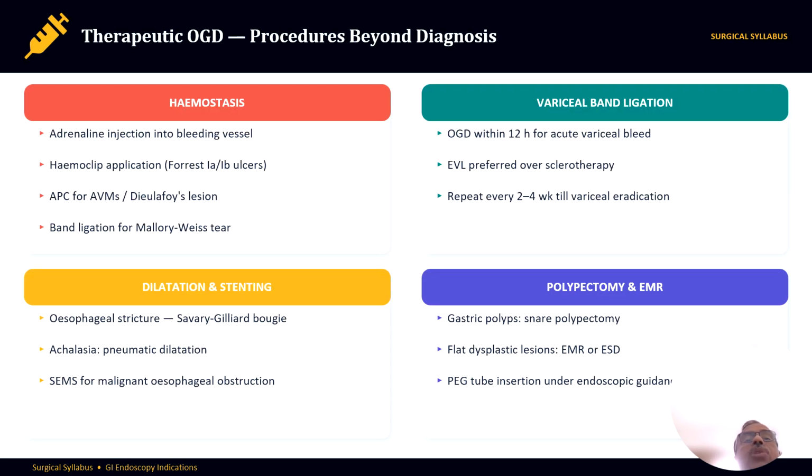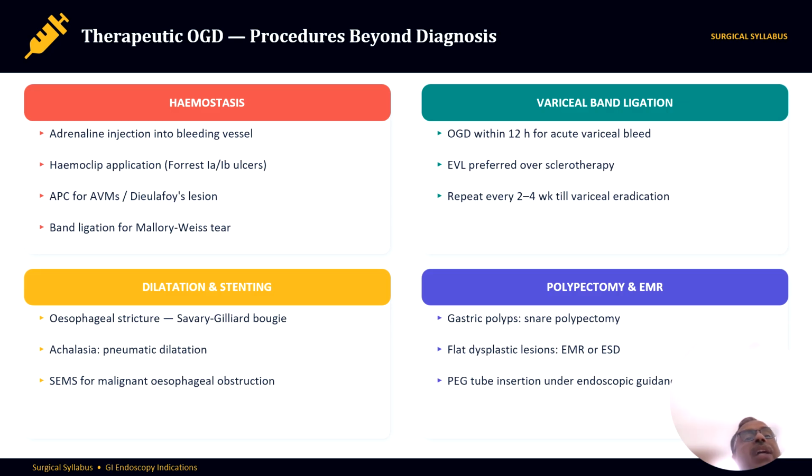Now, therapeutic OGDS, procedures which can be done beyond diagnosis. Number one is hemostasis. One of the very common indications of doing a therapeutic OGDS is in a patient of hematemesis, to control hemostasis. So, if you have a bleeding vessel, you can use adrenaline injection in the bleeding vessel to control the hemorrhage.